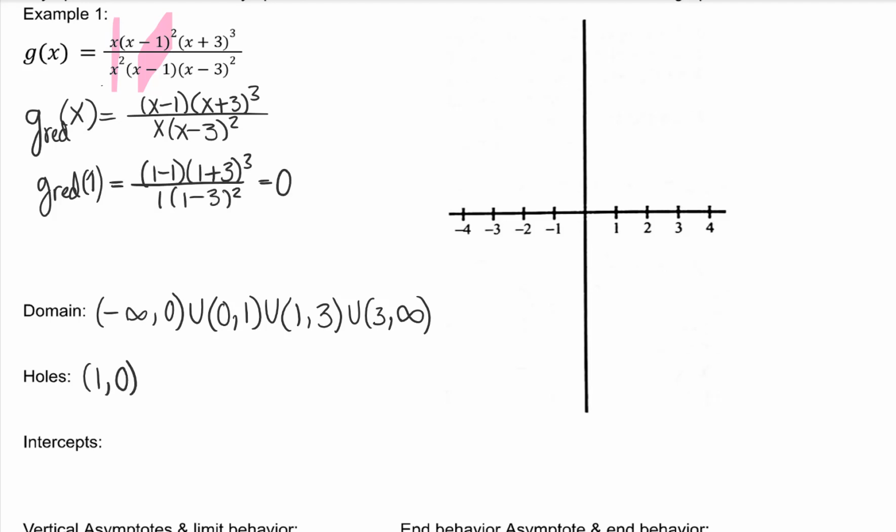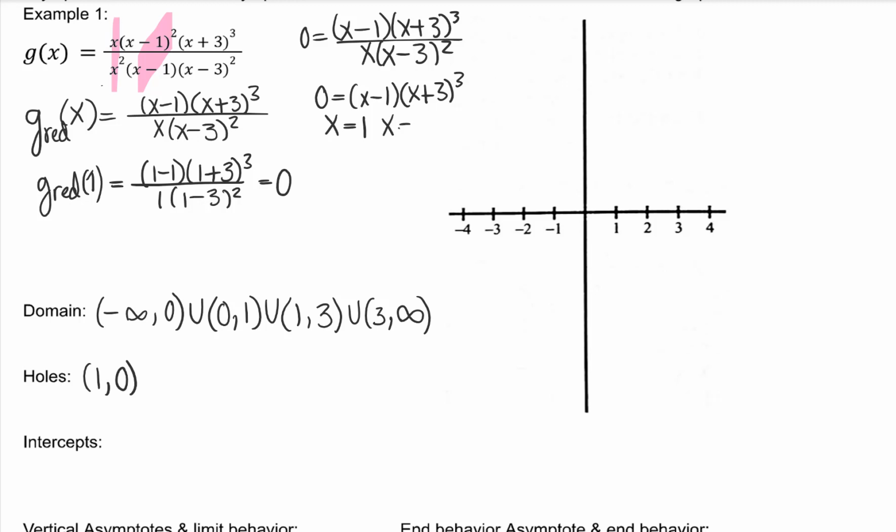To find the x-intercepts, we're going to make the function equal to 0. I'm going to use the reduced form because it's much simpler. And in order for this function to equal 0, that means the numerator is equal to 0, as long as that doesn't also make the denominator equal to 0. And here we would have x equals 1 and x equals -3. Those would be my x-intercepts.